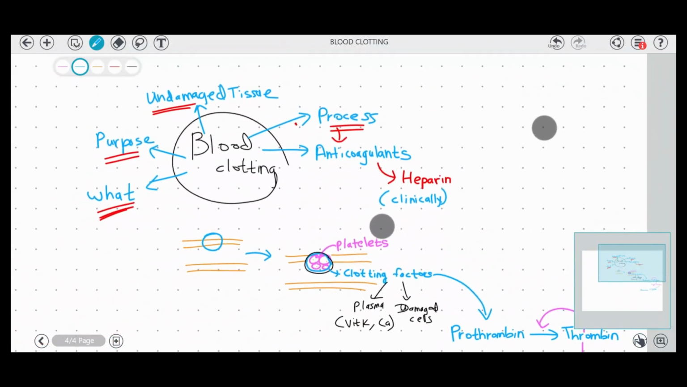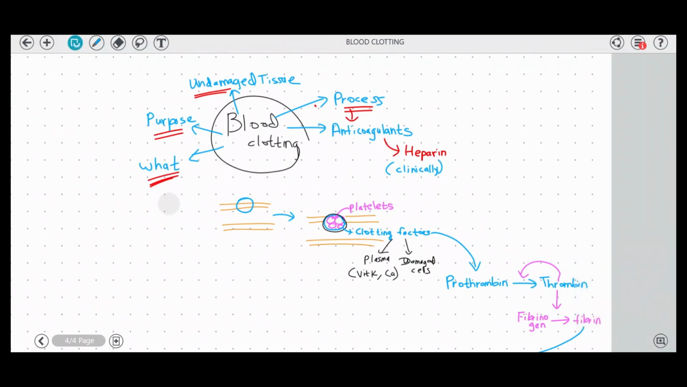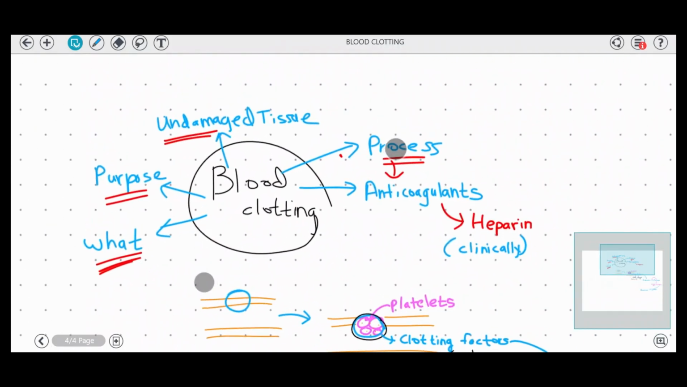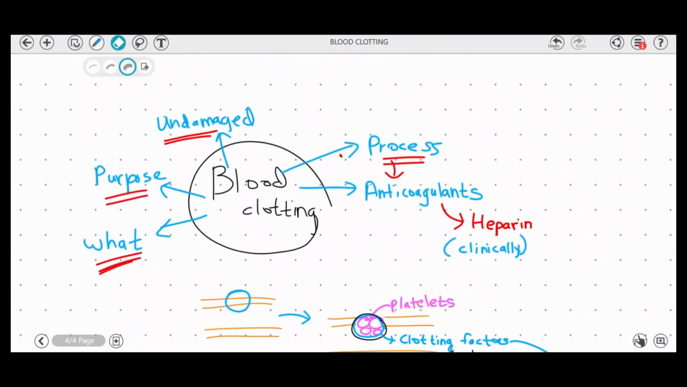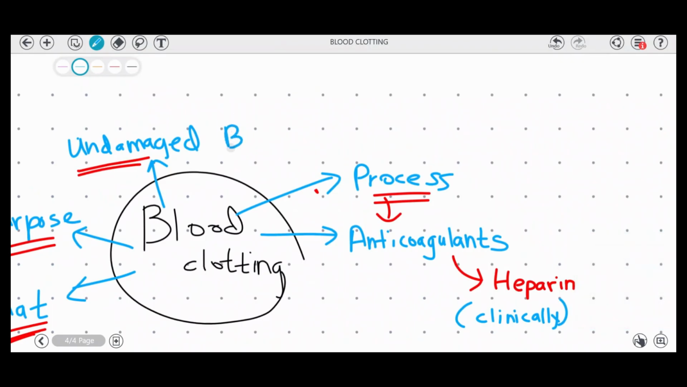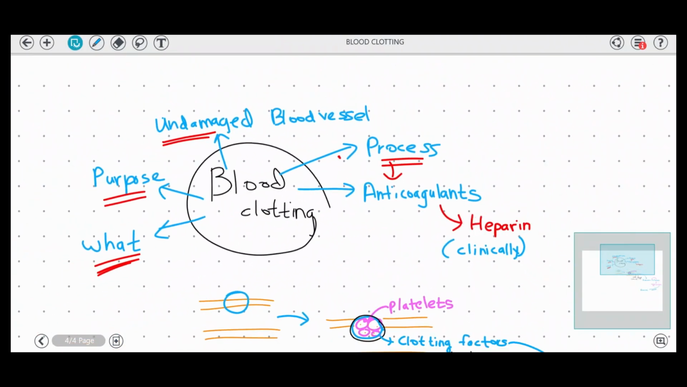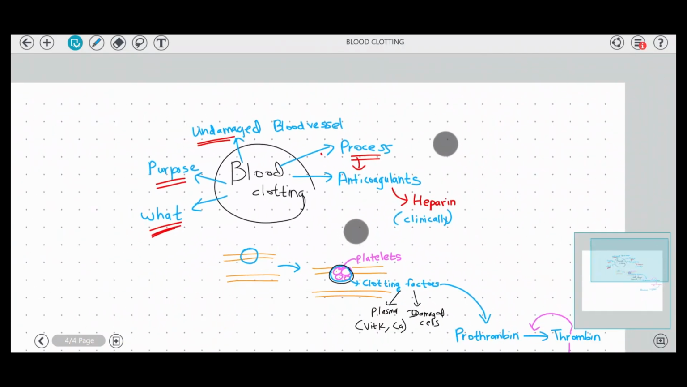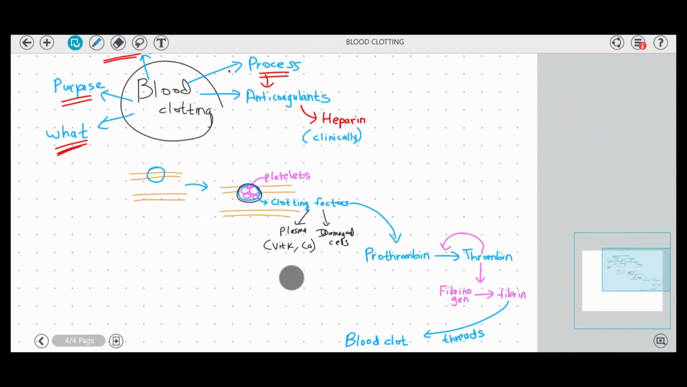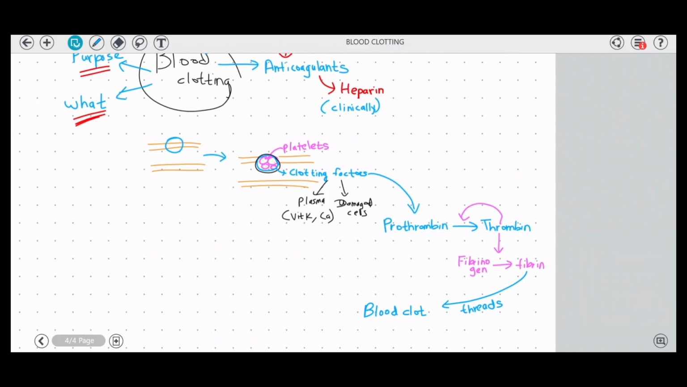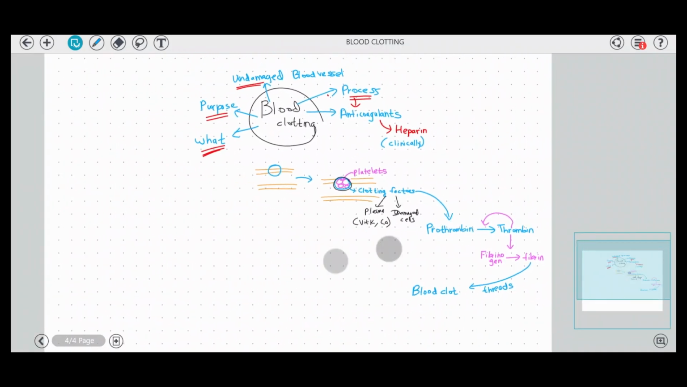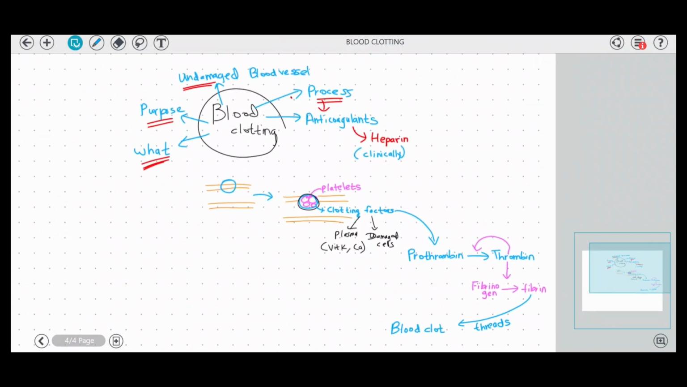That's it under blood clotting. You just have to remember what blood clotting is, the purpose of blood clotting, and what happens in undamaged tissues and blood vessels. Here it's better to put undamaged blood vessels. And then the process of blood clotting, and the anticoagulants. If you can cover all these topics, then even if it's questioned in an essay, you can remember the whole blood clotting process easily. The whole process has to be written with a flow, and this is how you can explain it very concisely. So that's it for blood clotting.